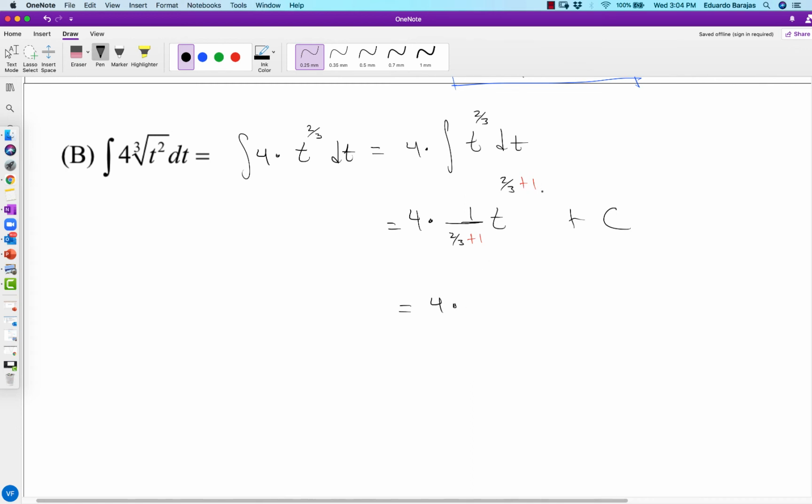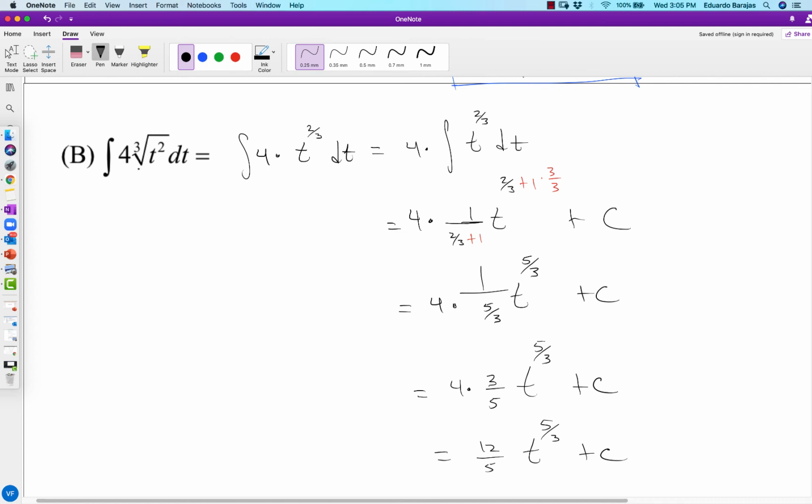Now 2/3 plus 1, we need a common denominator. So let's multiply that by 3/3. That gets us to 5/3. So this is going to be t to the power of 5/3, over 5/3, plus some constant. And so this will be equal to 4 times 3/5 t to the 5/3 plus some constant. And then we can just multiply that and get 12/5 t to the 5/3 plus some constant.